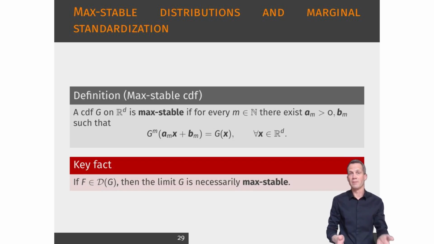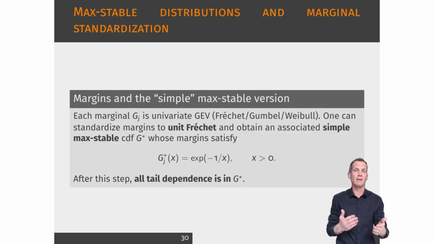They are forced by the limiting behavior of component-wise maxima. This slide separates the role of margins from the role of dependence. Each marginal distribution of a multivariate max stable law is a univariate generalized extreme value distribution. We can therefore standardize all margins to a common form, usually unit Fréchet. After this transformation, the marginal tail behavior has been removed from the problem. What remains is the simple max stable distribution, which contains all the extremal dependence.